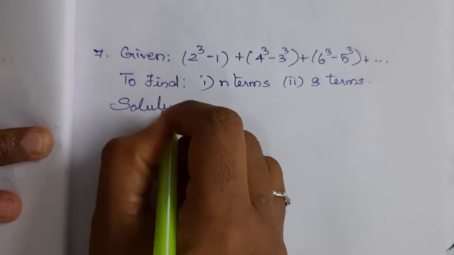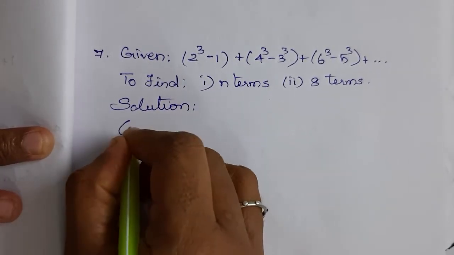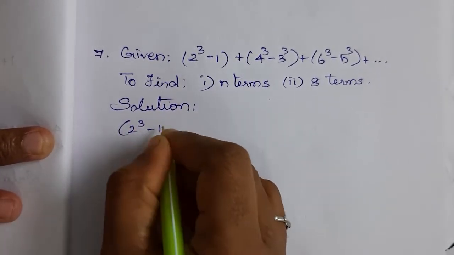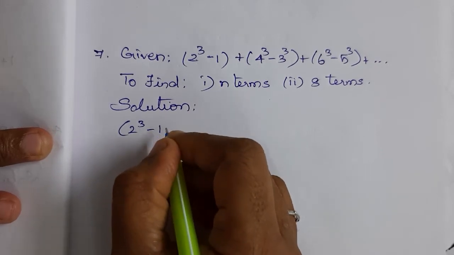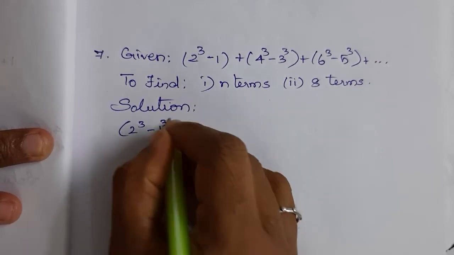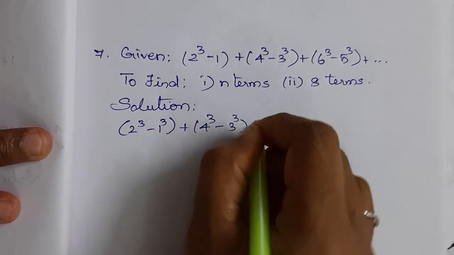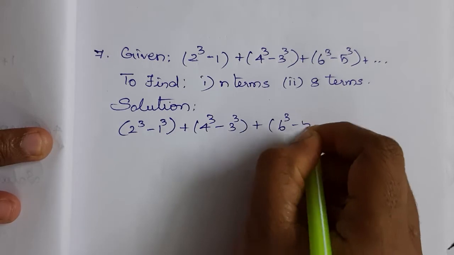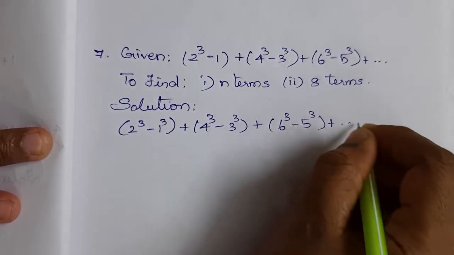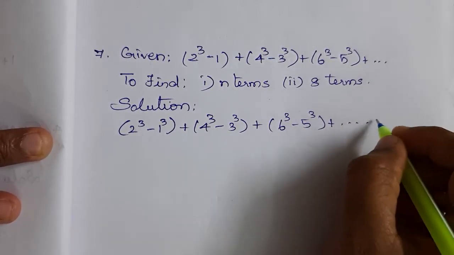Solution. First let's write the given information. 2 cube minus 1. 1 is nothing but which can be written as 1 cube also. So 2 cube minus 1 cube plus 4 cube minus 3 cube plus 6 cube minus 5 cube plus etc. We'll take till n terms.